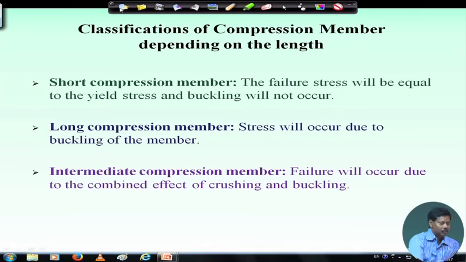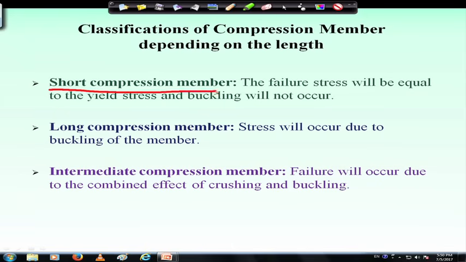Now, while calculating the compressive strength of a compression member, we have to find out what type of effect is coming on a particular compressive member. This effect depends on the length of the compressive member. One is called a short compressive member.